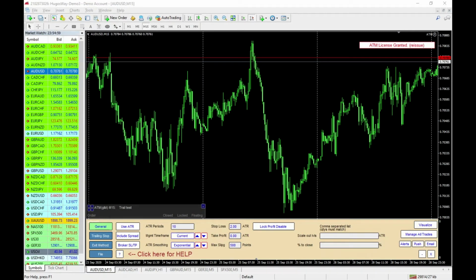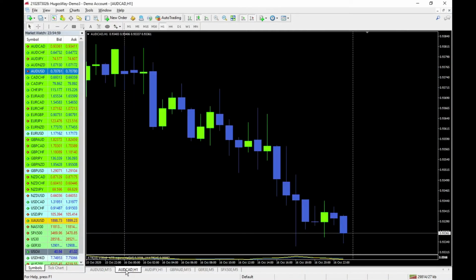I want to take some time to discuss ATR as it applies to the ATM Advanced Trade Manager, why it's important. So first, we need to define what is ATR. If we take a look at some candles here, ATR is like a moving average of the range over which the last N candles runs.